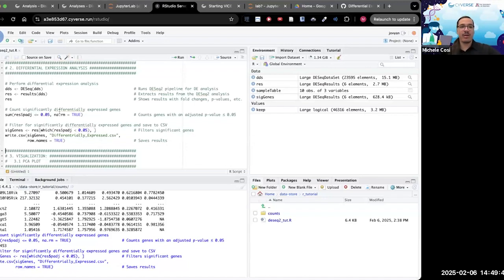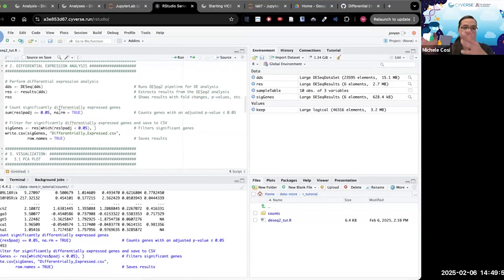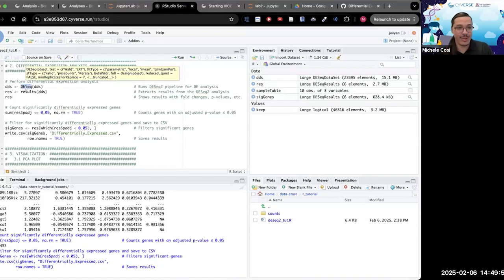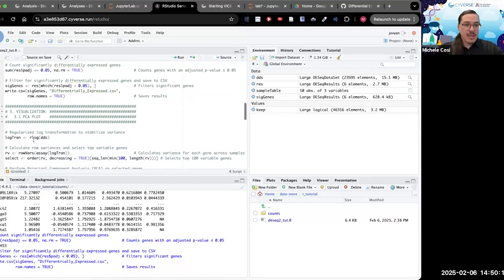So what we did over here is we ran the DESeq function of DESeq2. And we decided to keep the 5,453 genes that we think are significant to the current experiment. So now we can run visualization.